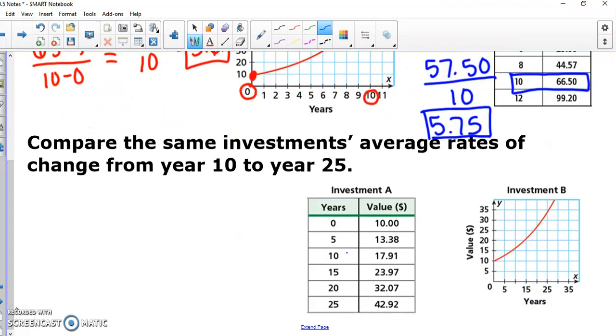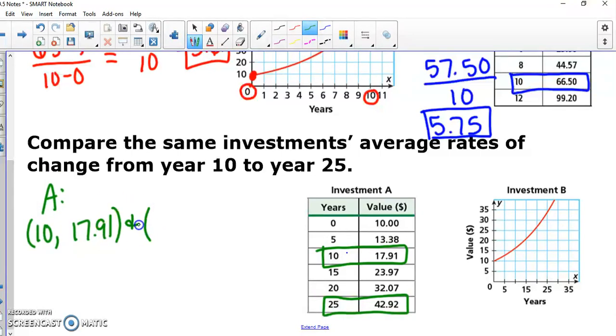Okay, then we're going to do the same kind of thing on this last one. Here we are only concerned about years 10 to 25, so I'm going to circle those, 10 through 25. I'm going to find the average rate of change between those. Remember, that's similar to slope; we just don't call it slope because it's not a straight line. For A, I'm going to write down the points I'm going to use: (10, 17) and my other point is (25, 42).